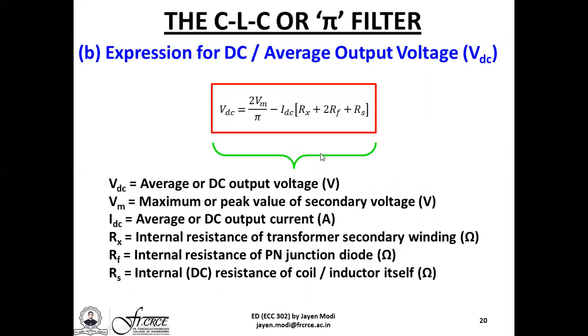The average DC output voltage VDC is given by the expression twice Vm upon pi minus IDC brackets open Rx plus twice Rf plus Rs, where Rs is nothing but the series or the internal DC resistance of the inductor or the coil itself, whereas Vm, IDC, Rx, and Rf have the same notations.